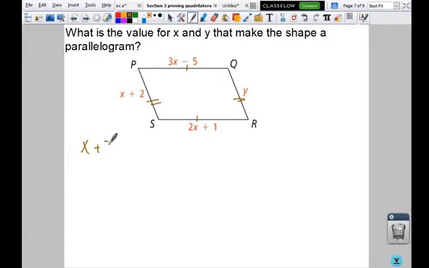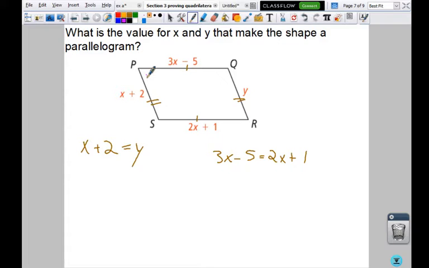So I have x plus 2 equals y, my left and right, and then I have 3x minus 5 equals 2x plus 1. Alright, we're gonna go through and solve some of these. On this first one, can I solve x plus 2 equals y? Not until you find out the other one. Yeah, I need to find an x first, and then I can solve it for y.